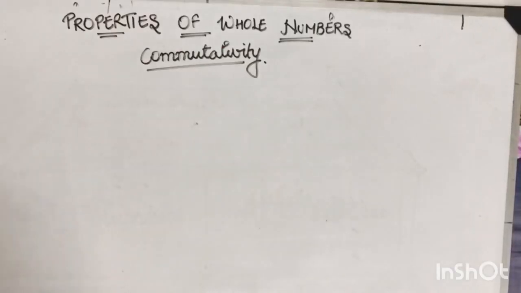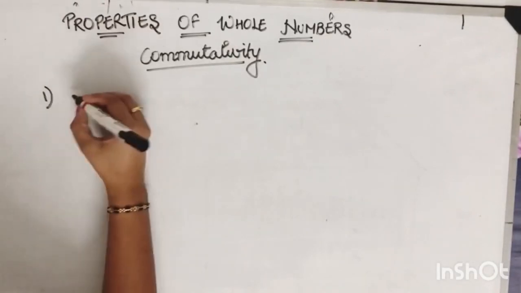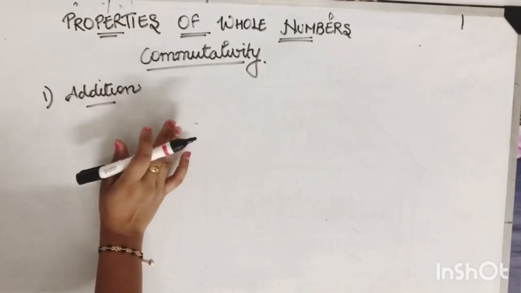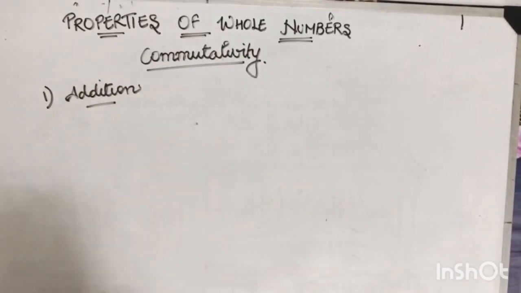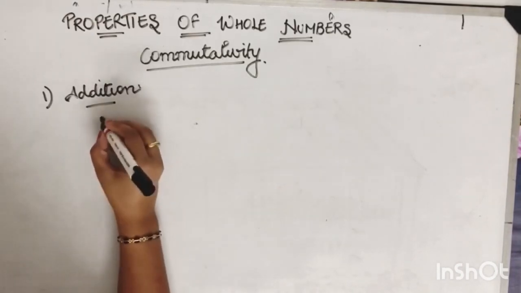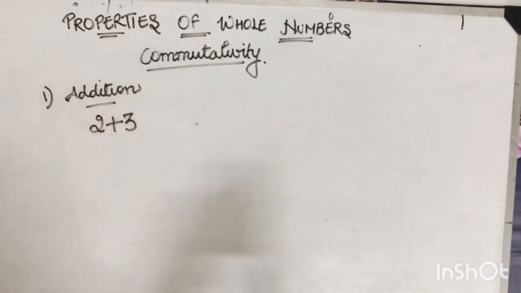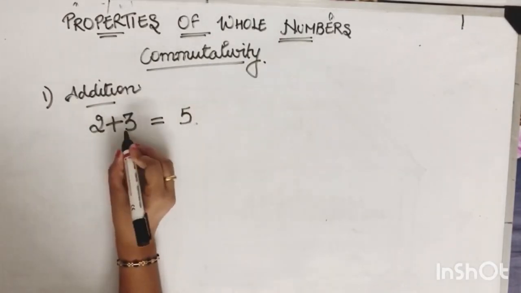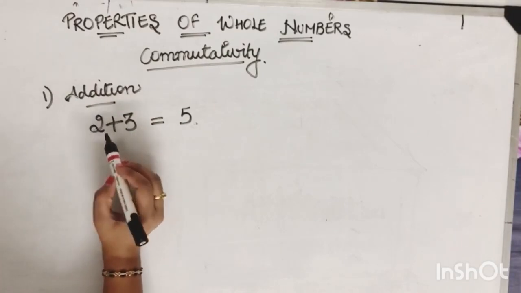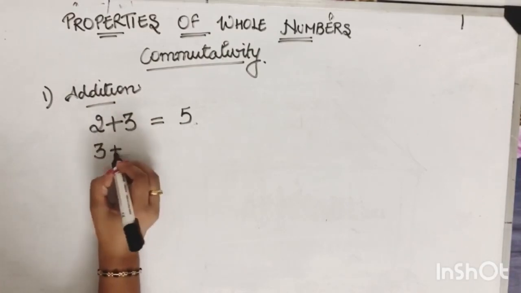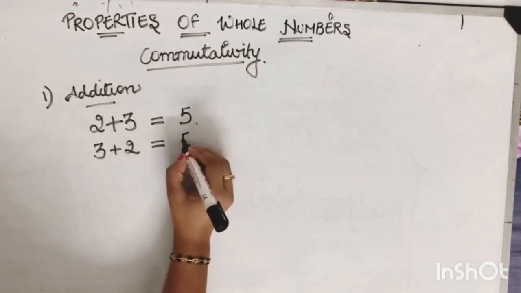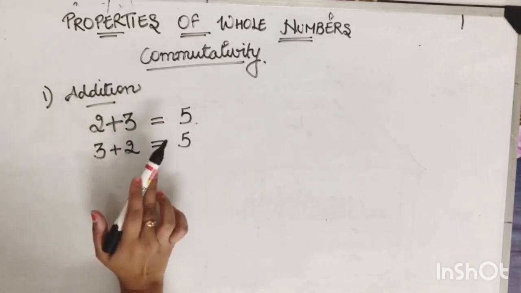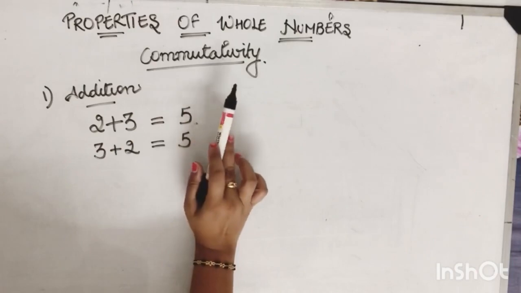Next property is commutativity. So we'll do for addition first. Commutativity means you can add numbers in any order. Like I'm taking one example, 2 plus 3. It is equal to 5. And if I interchange these numbers, first I'll write 3 and then I'll write 2. That is 3 plus 2. It is also equal to 5. So you can add numbers in any order. This is known as commutativity.